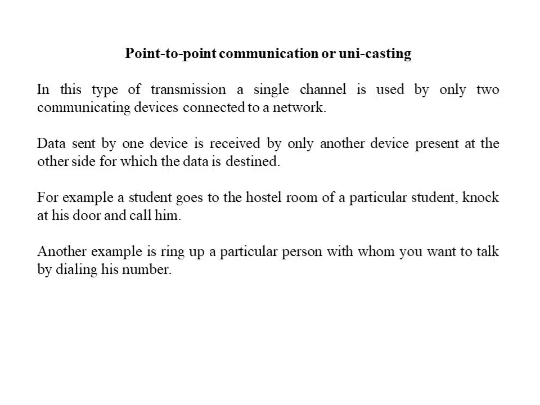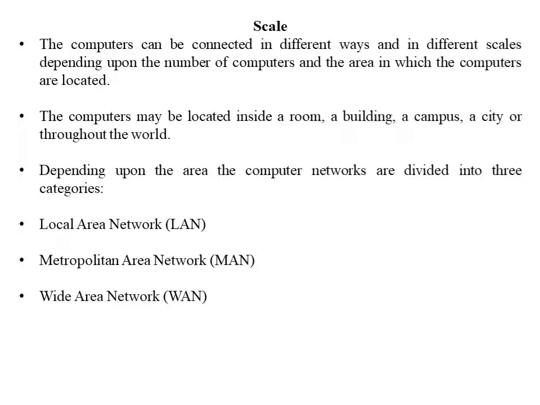Let us take an example. A student goes to the hostel room of a particular student, knocks at his door and calls him. So no other student in the hostel will be disturbed. Another example is ringing up a particular person with whom you want to talk by dialing his number. So this is called unicasting or point-to-point communication.